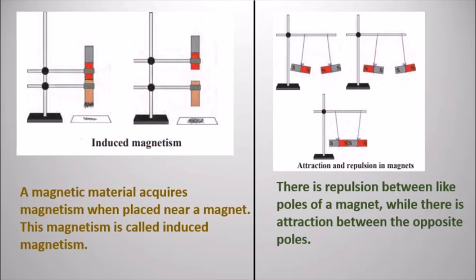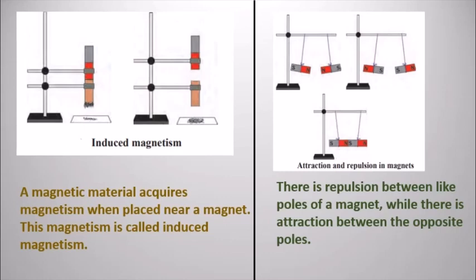So why this is happening is because as soon as you remove the magnet away, it loses its magnetism, the induced magnetism is lost, and there is no magnetism present in that small iron object. Another property is that there is repulsion between the like poles and attraction between the unlike poles.